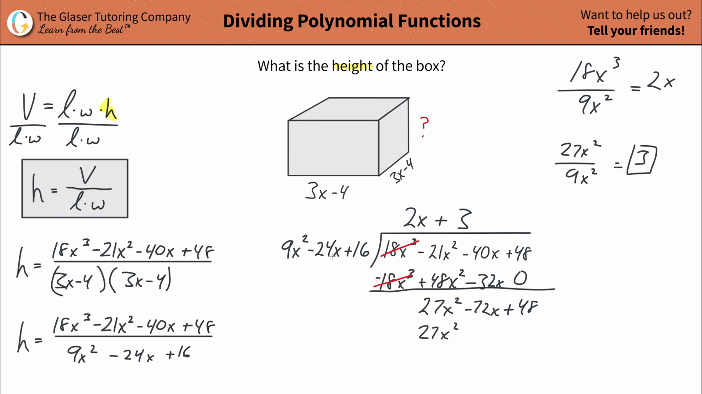3 times the negative 24x, oh boy, I'm a little tired right now. 3 times 4 is 12, and then 3 times 2 is 6, so 72. Okay, so that's going to be a minus 72x. And then 3 times the 16, that's 48. So that's going to be a plus 48.